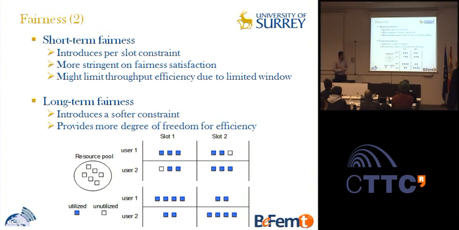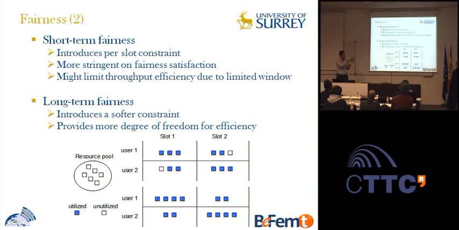For example, here we have an example to show that imagine we have a system that we are going to monitor in a 2-slot time window. As you can see, if we want to apply the fairness criteria in the short-term perspective, in the first slot, we're going to allocate, for example, 3 resources to each user, and we're going to do the same thing in the second time slot. But this is a strict fairness criteria that we have applied.